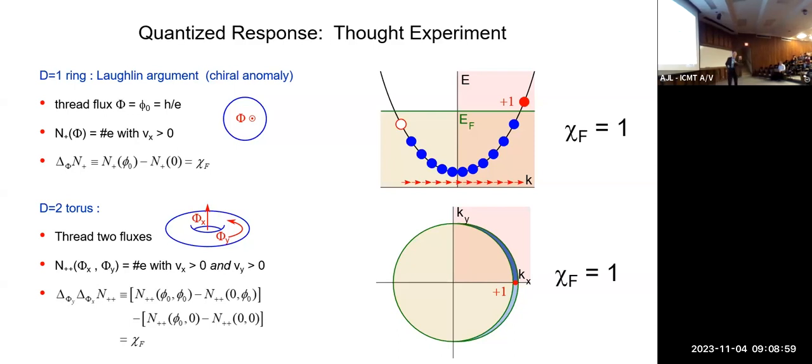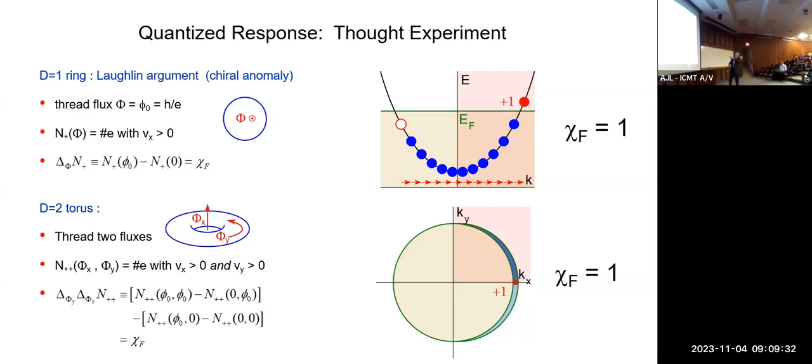So you can imagine if you have your one-dimensional system and you put it on a ring, then if you count the number of electrons that are moving in one direction, to the right, going around the ring, and you thread a quantum of magnetic flux through the ring, then that number of electrons moving to the right changes by one. Okay, and so that's Laughlin's argument for the quantization of the integer quantum Hall effect.